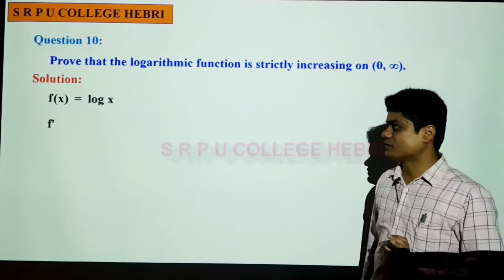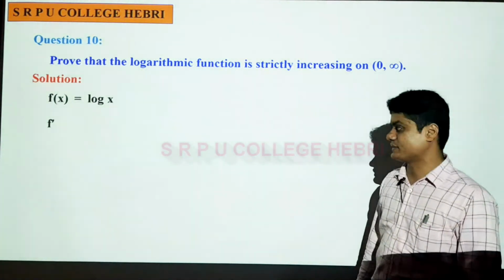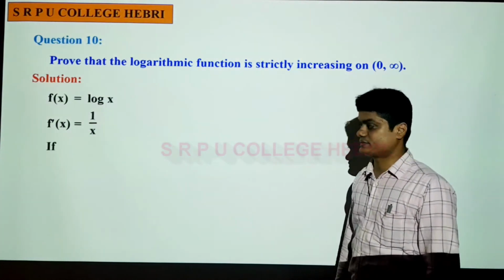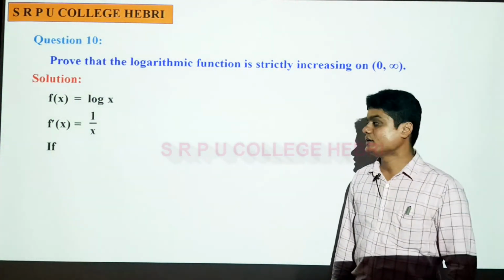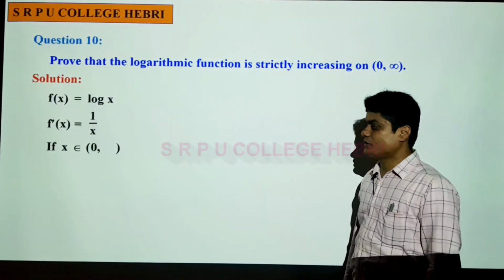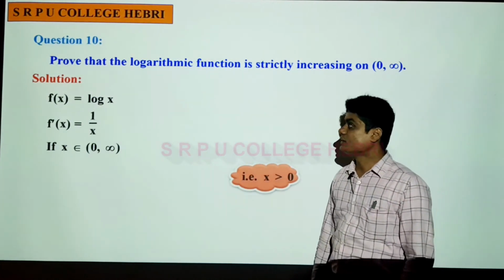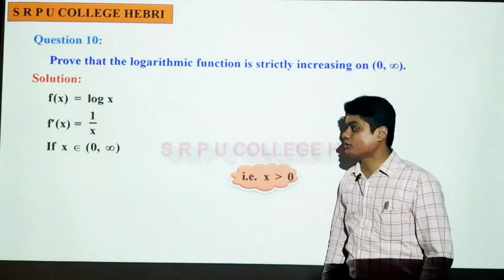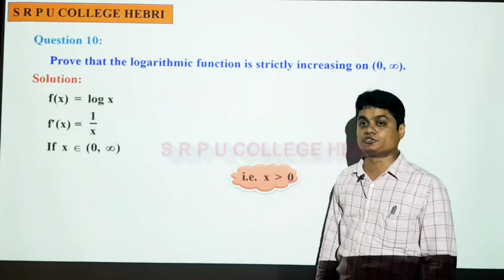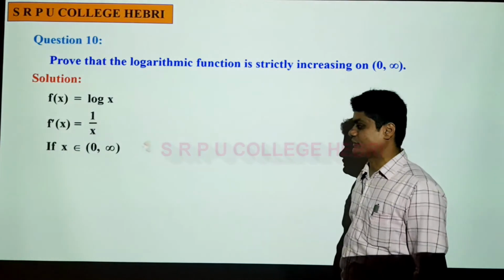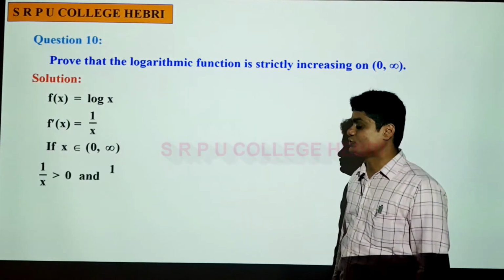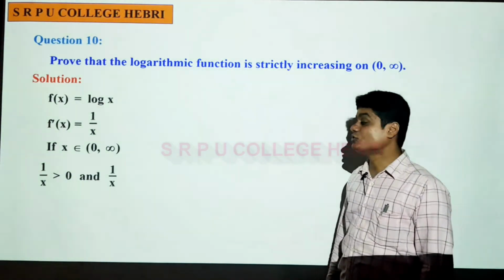f of x is given. What do we have to find out? f dash of x. What is f dash of x? 1 by x. Correct? f dash of x will be 1 by x. Now x belongs to the interval 0 to infinity. Suppose x belongs to 0 to infinity, what does it mean? x is positive. We know that 1 by x is always positive, and it is not equal to 0 also.